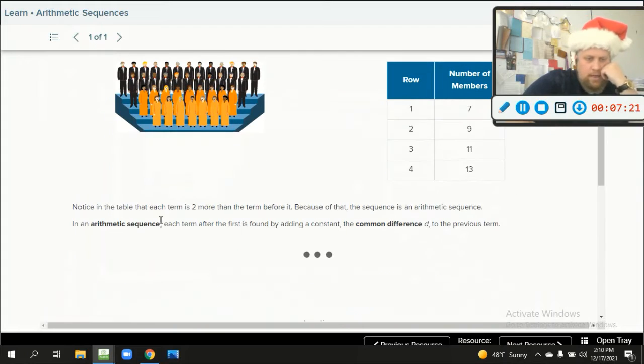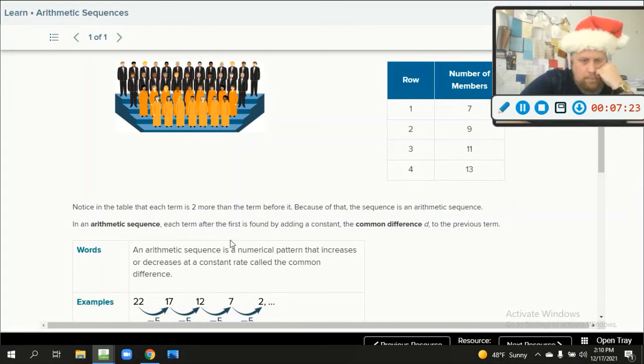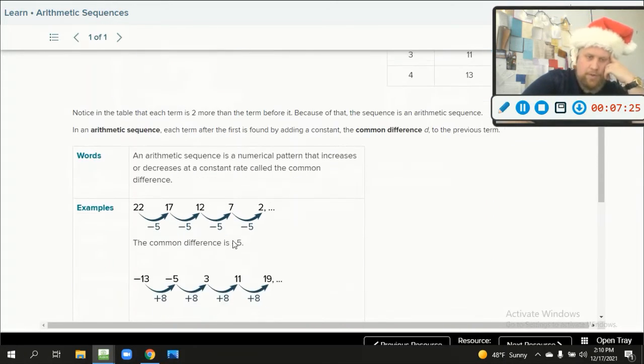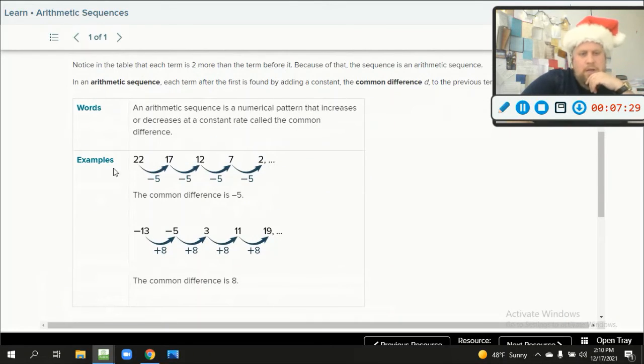Notice that in each term, basically we're looking for the common difference. If we look right here, I just want you to look at this example, and please do write this example down. You don't necessarily need to draw it super perfect, just write down 12, 17. We see that each one is changing by minus 5. That's the common difference is minus 5. Down here, from negative 13 to negative 5 to 3 to 11 to 19, it's adding 8 each time. It's constant. It's a common difference. That's why it's called common. They share it in common. Okay?